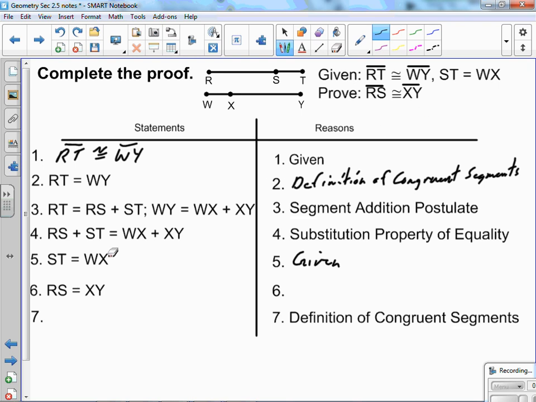And then segment RS equals segment XY, RS equals XY. So ST and WX disappeared from here. And we can do that because ST and WX, once we've said they're the same, if we subtract both of them from each side, then we're subtracting the same thing, right? Which is the subtraction property of equality.